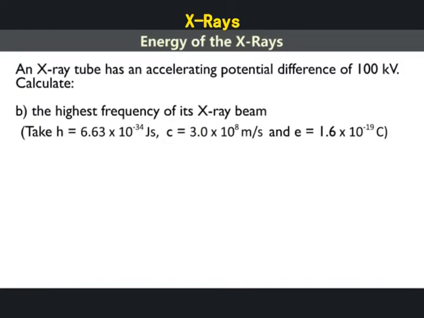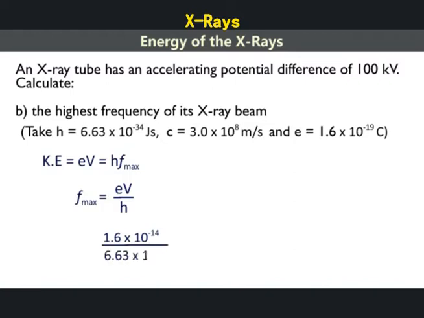B, maximum frequency. This will be achieved when all the kinetic energy is used to produce X-rays. In this case, kinetic energy will be equal to eV, which is equal to hf maximum. And that means f maximum is equal to eV over h. We already have eV, so f maximum is equal to 1.6 times 10 to power negative 14 joules over 6.63 times 10 to power negative 34 joule seconds. And that gives us 2.4 times 10 to power 19 hertz.